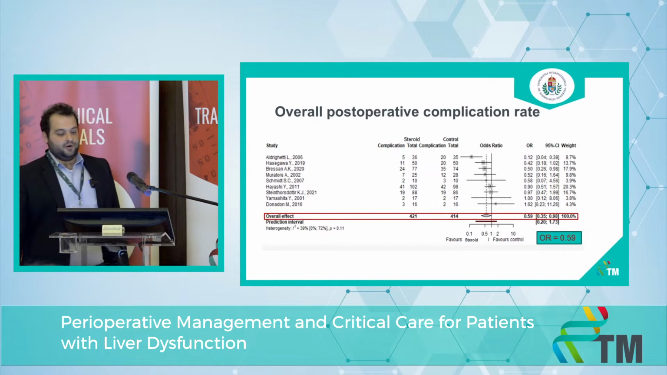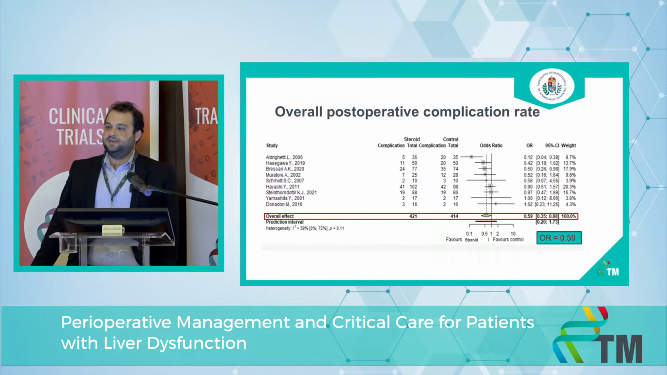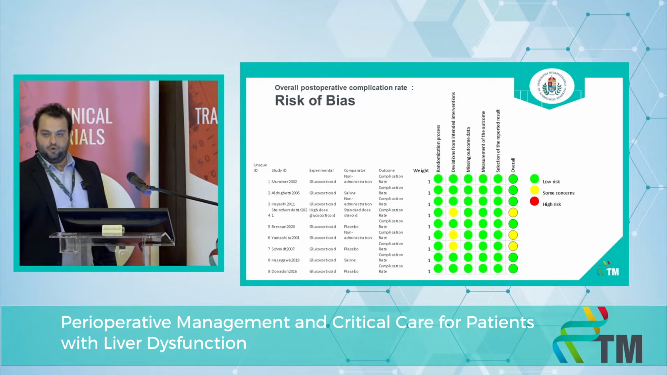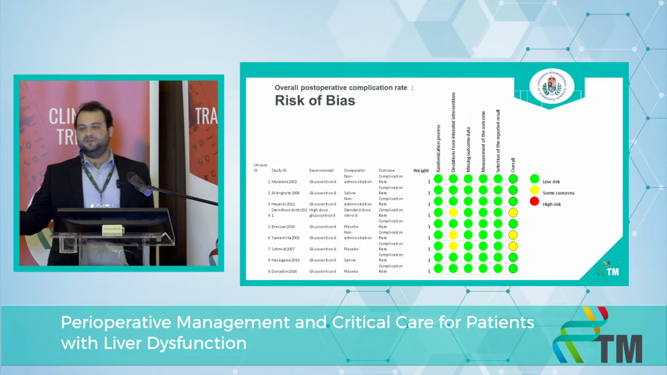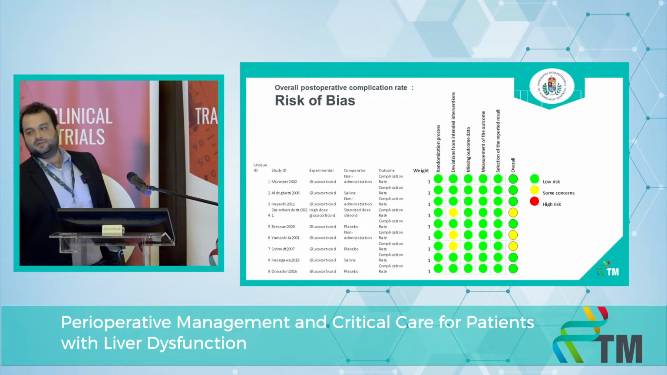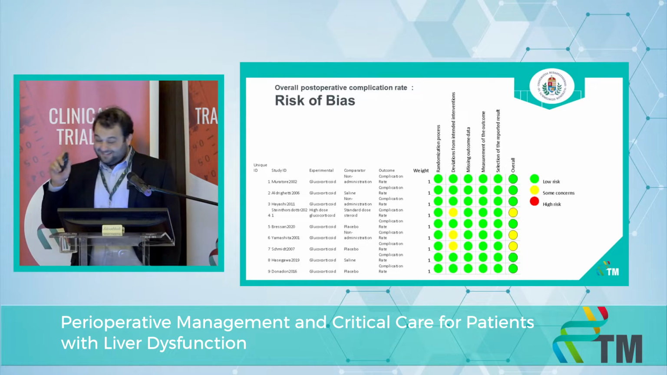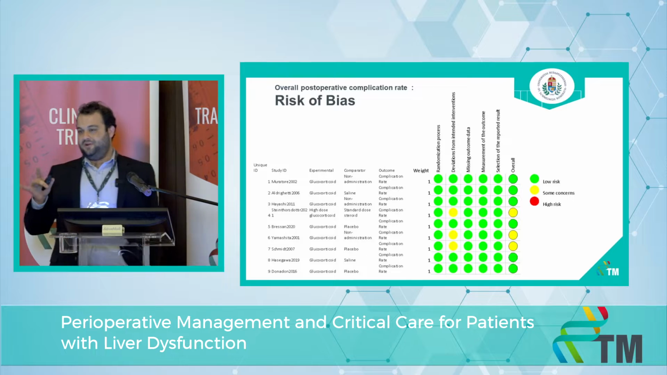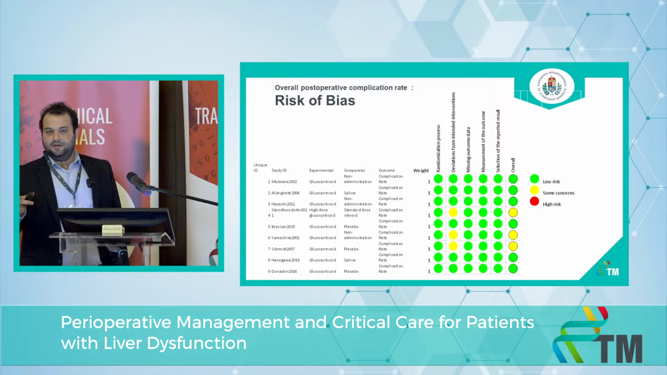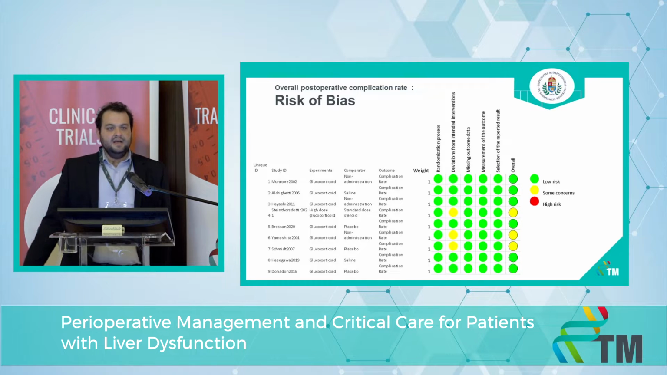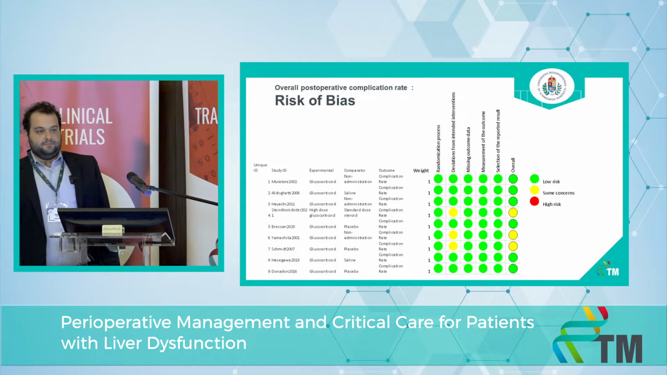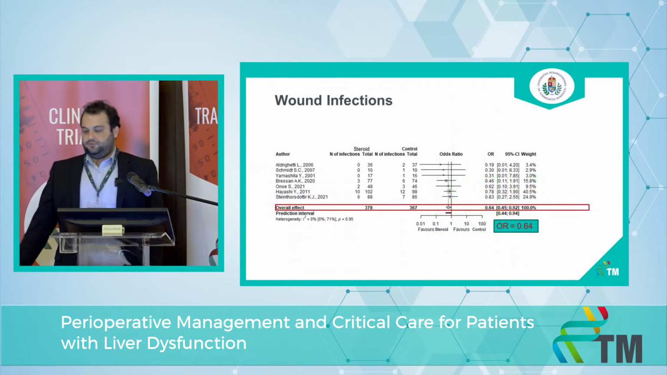We also performed our risk of bias assessment, and as you can see, our articles are mostly good, with some concerns, and you will see this repeated with other outcomes. Some of the articles have some concern, but this is primarily because of phrasing and language. It's ambiguous language.